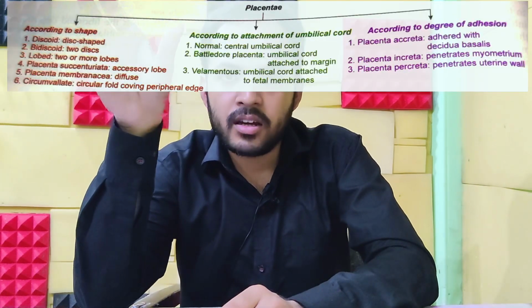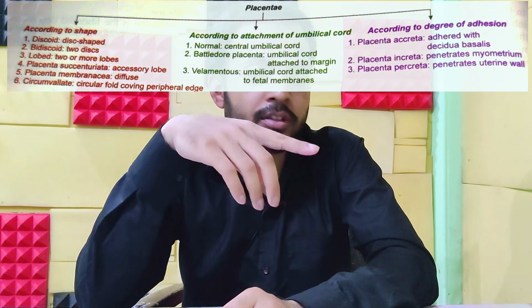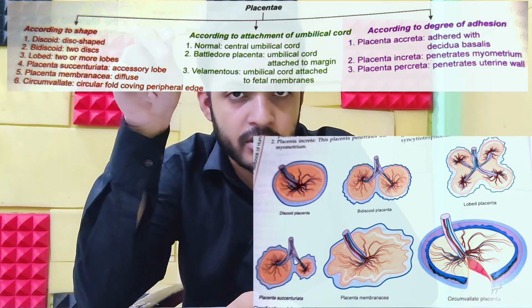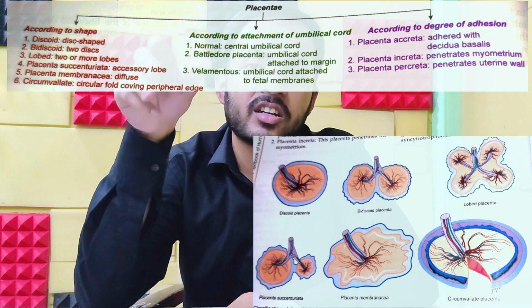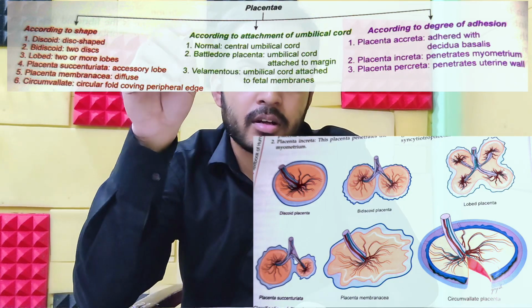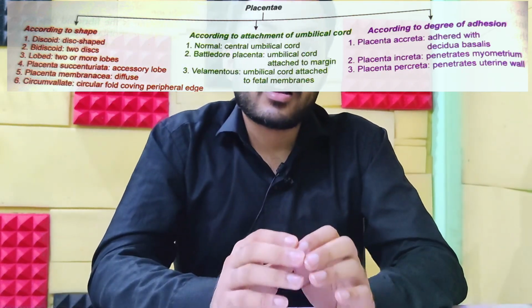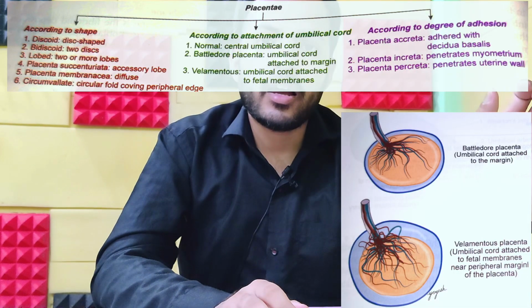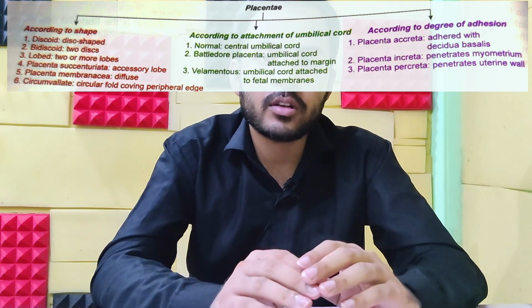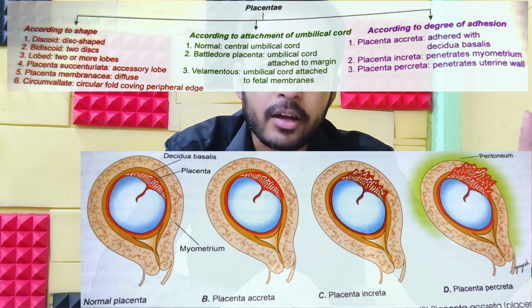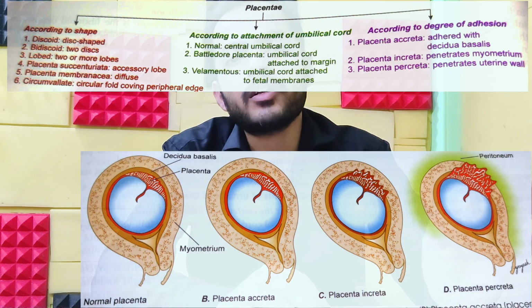Overall classification of the placenta. First of all, based on shape, as you can see in this photo, you get discoid placenta, which is very normal and most common. Then bidiscoid placenta, lobed placenta, placenta succenturiata, placenta membranacea, and lastly circumvallate placenta. Another classification is based on attachment of the umbilical cord: normal placenta, battledore placenta, and velamentous placenta. Another classification is based on degree of adhesion: placenta accreta, placenta increta, and placenta percreta.